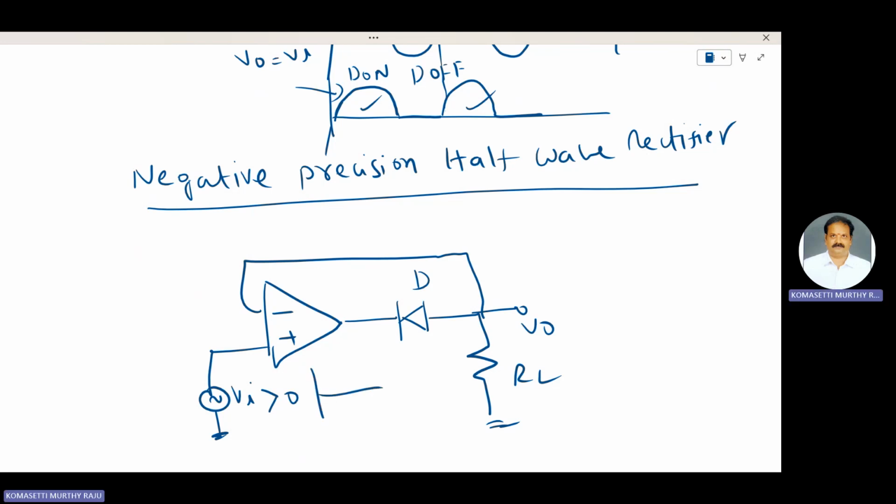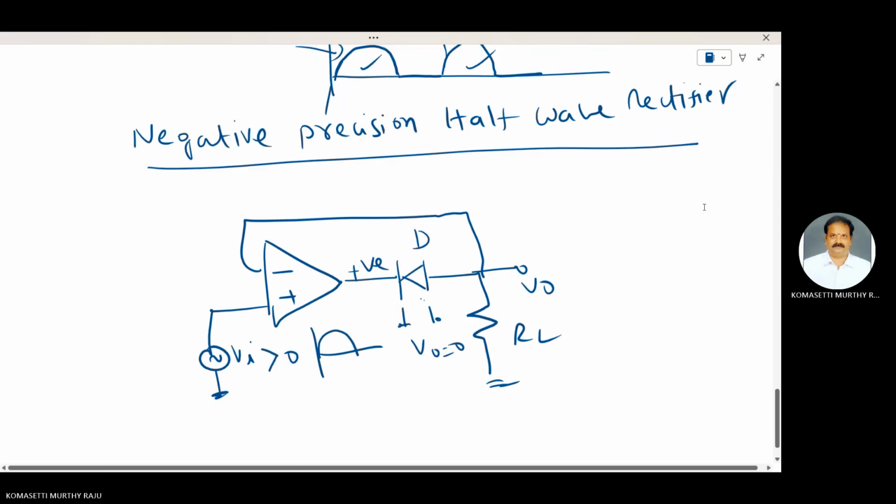When Vi is greater than 0, here positive. Because of that positive nature, the diode is in open circuited condition. V0 is equal to 0.